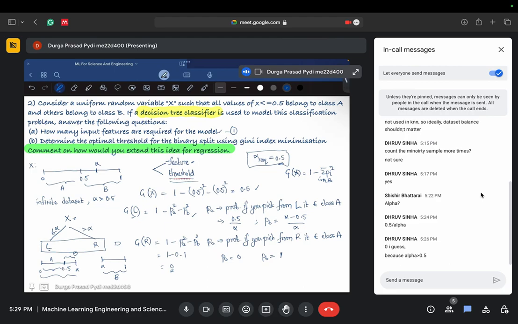Would you take a mean value, or do I change my function? Because Gini index uses probability, which is something that you don't have here, because Pi is basically the probability that a given data point will be of that particular class. In a regression problem, we don't have classes in the original sense. So I need to change my function itself. Which function will I use then instead of Gini index?